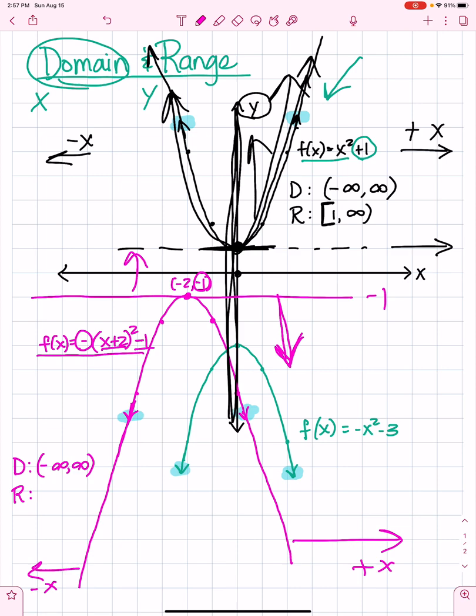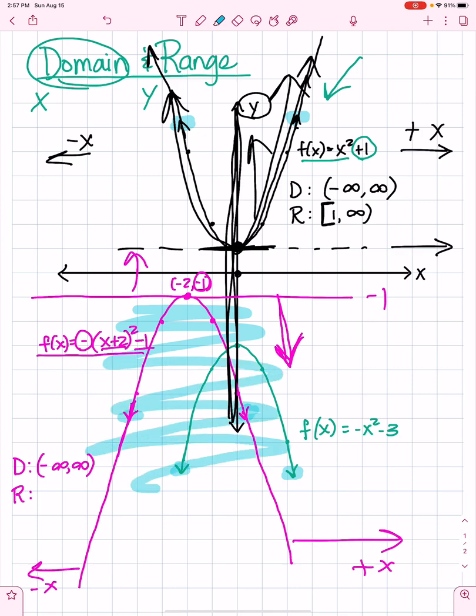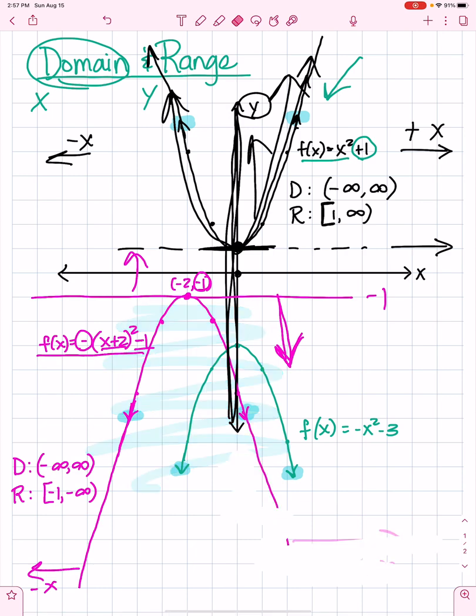So the y values are going to be all of these below -1. Well, what's below -1? All the other negative numbers, so negative infinity. All right, so we are going to write our range then as inclusive of -1 down to negative infinity. There's our range, just like that. Okay, so let me get rid of some of this here.